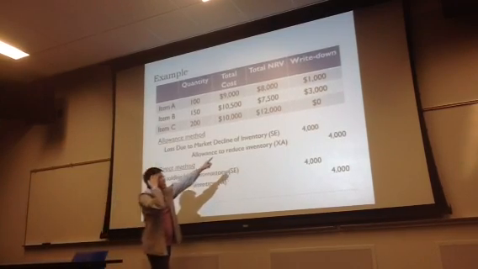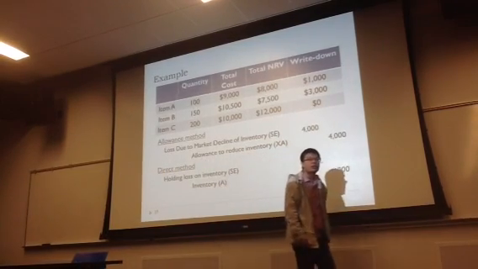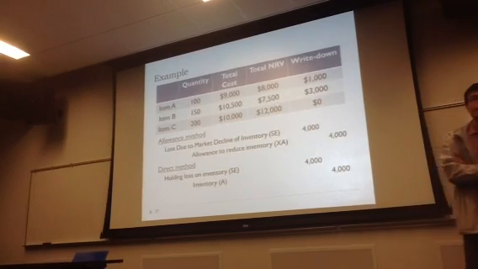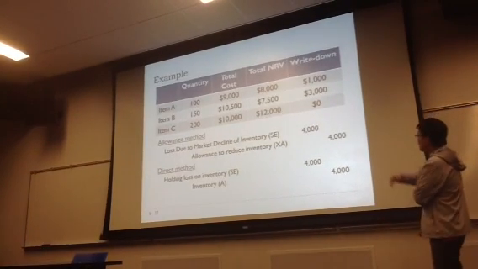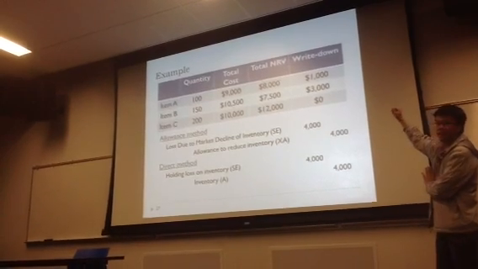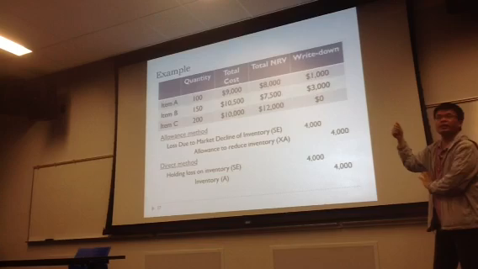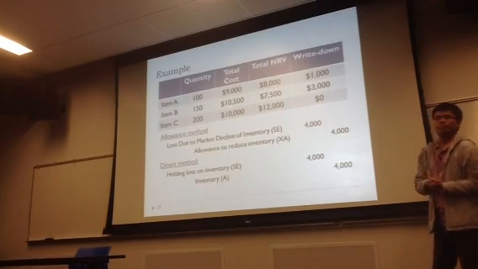Okay. So as you can see, the write down for item C will be $0. So in other words, we don't have to do anything for item C. So now, after you calculate the write down for item A, B, and C, you can take the total of the three, which is $4,000, and then prepare for the journal entry.